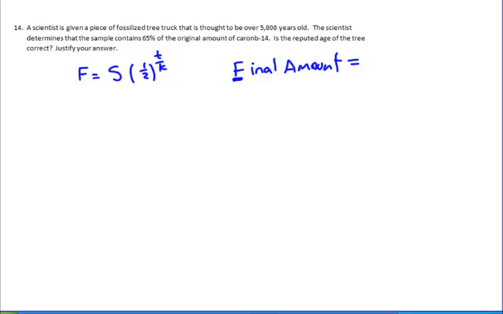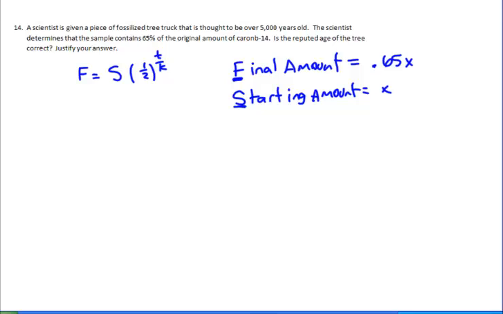And in this particular one, we've got 65% of the original amount. So we don't know how much we started with, but we've got 65% of it at the end. So let's call that 0.65x, which would represent 65% of how much we started with. Okay. The S is your starting amount. And again, we aren't told exactly how much we started with, but we know that at the end we have 65% of that left.